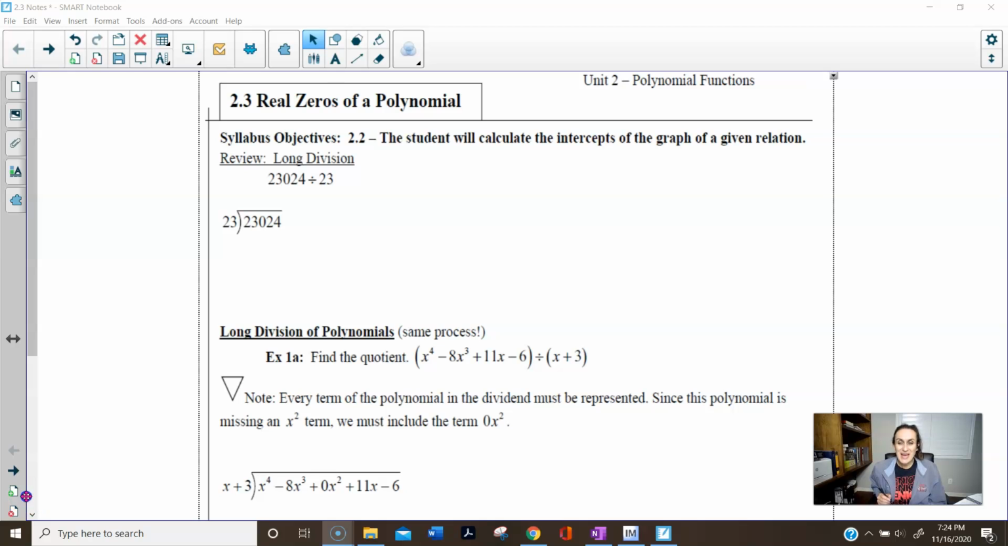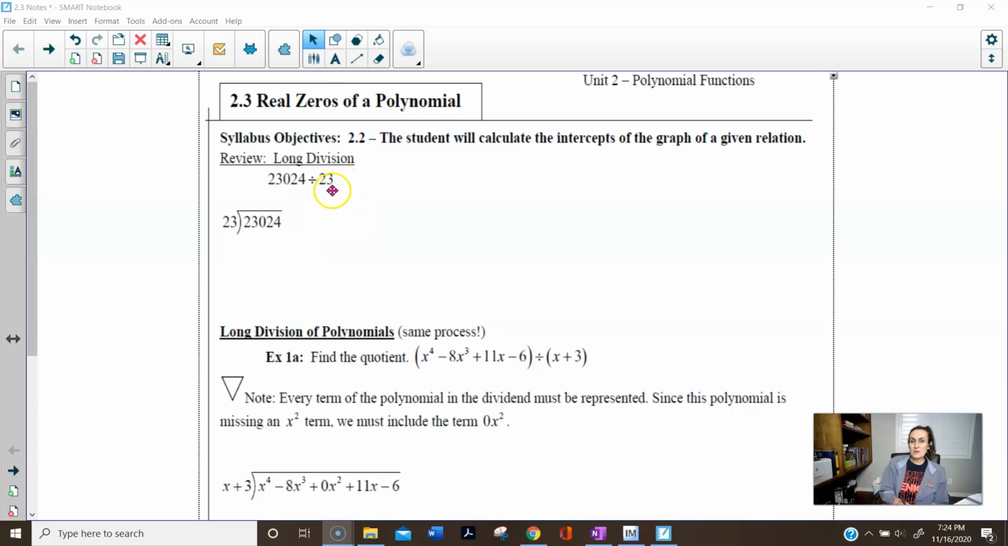All right, back again, 2.3, real zeros of polynomials. So this lesson, we're going to show how to find zeros. We're going to use long division. We're going to use synthetic division. And so let's just get started.